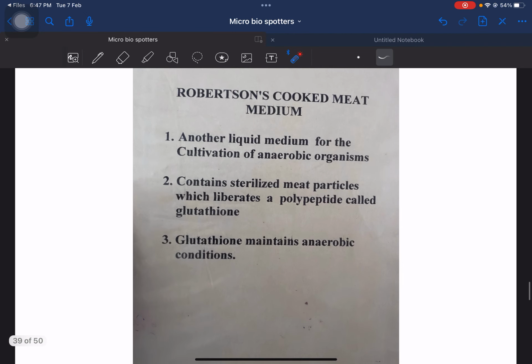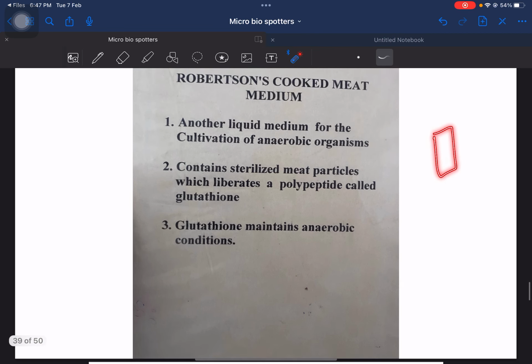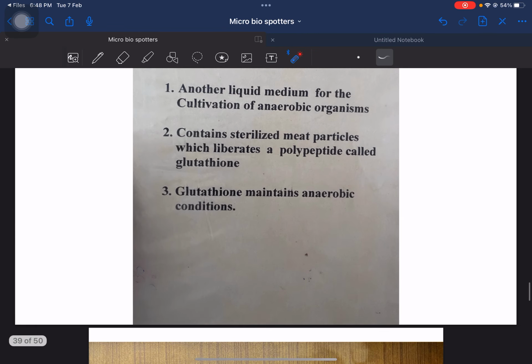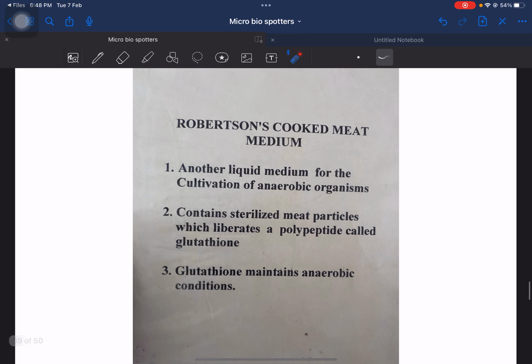Robertson cooked meat medium. You can see the picture on Google as well. You can see a small bottle with small pieces of meat inside the jar or bottle. And know this: glutathione maintains the anaerobic condition, and it is used for cultivation of anaerobic organisms.